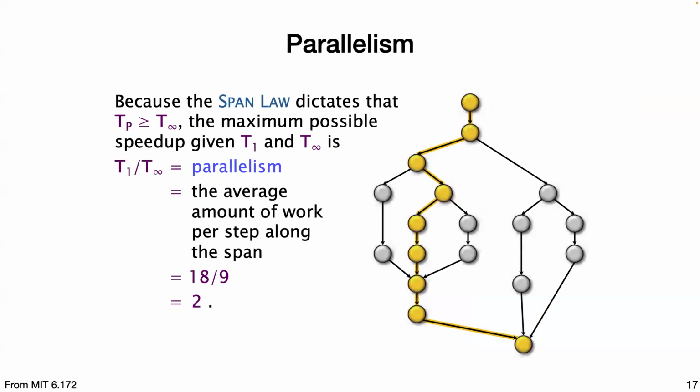Okay, yeah. So this is what I just said, which is parallelism. The parallelism is the work divided by the span. In some sense, it's the average amount of work per step along the span, because you get the span and the number of work units and you divide them. Here in this example, it's 2. This bounds the maximum speedup that you could possibly get.